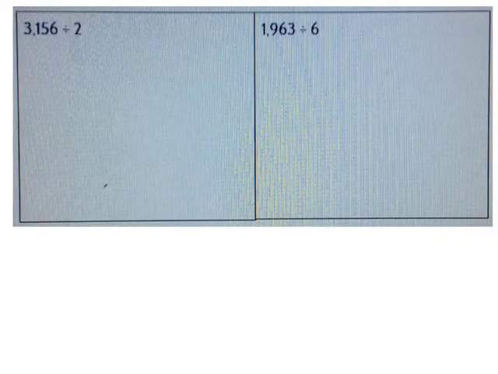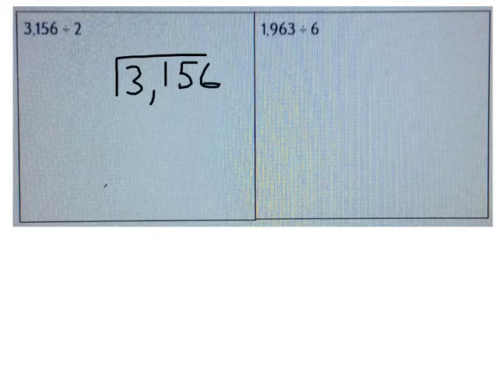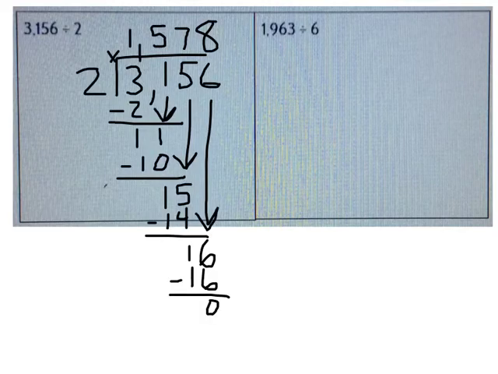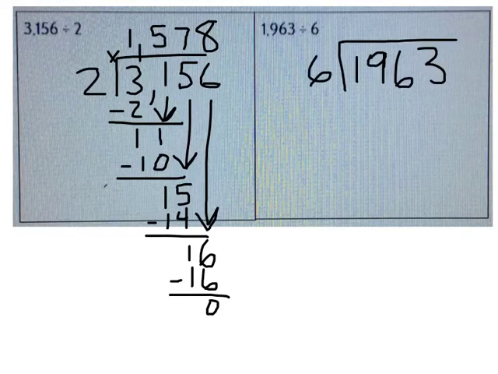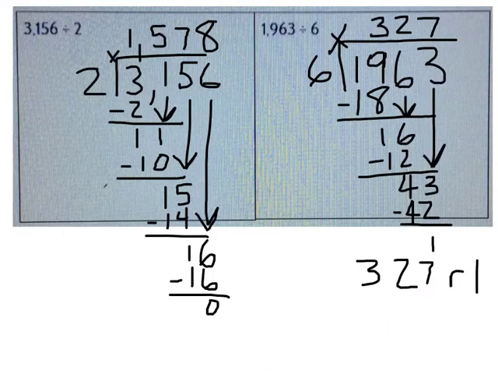Now you try one. What's 3,156 divided by 2? Check your work with mine. The answer is 1,578, remainder 0. Now try the next one. What's 1,963 divided by 6? The answer is 327, remainder 1. Check your work with mine to see how you did.